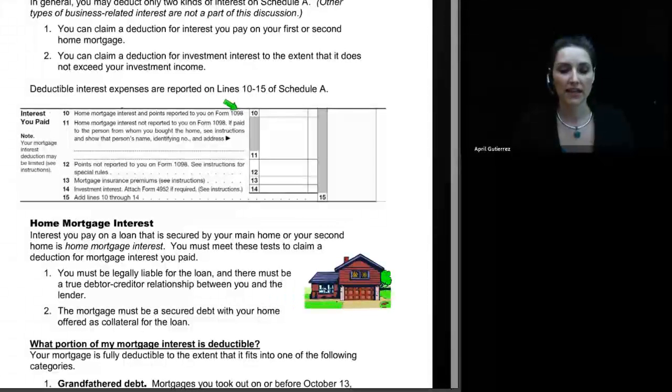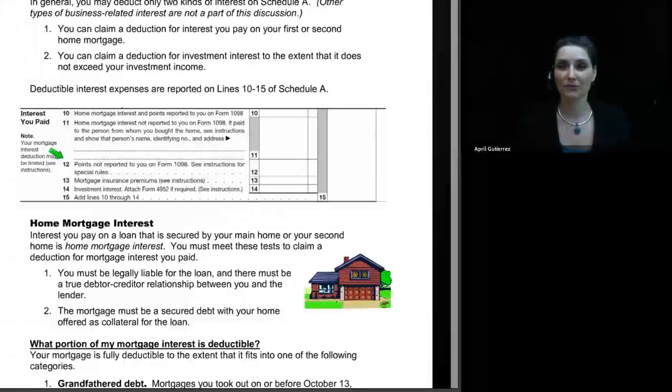So please pay attention. Line 10 says home mortgage interest and points reported on Form 1098. Line 11 says home mortgage interest not reported to you on Form 1098. And if it was paid to a person from whom you bought the home, you should see instructions and then show that person's name, identifying number, and address. Well, the reality is anytime I've ever entered a number on line 11, my software screams at me that I have to put a name, address, and identification number on here. And very often I'm using this for a bank. For example, if a person has purchased a travel trailer, that travel trailer would qualify in most cases as a second home, and the interest on the loan that secures that travel trailer is going to be deductible.